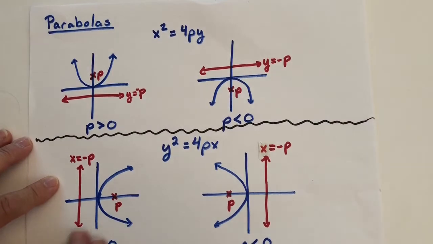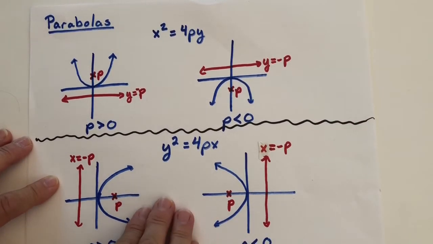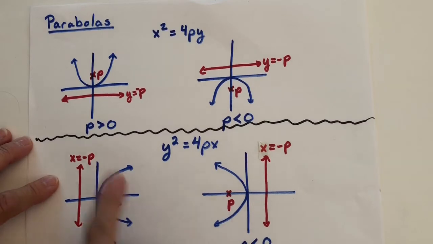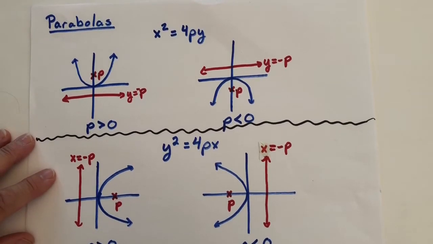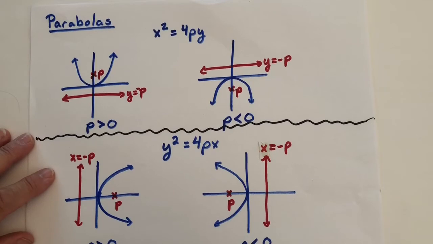Down here we have what the equation looks like if the parabola opens right or left. If p is positive, it opens to the right, and if p is negative, it opens to the left. Notice that in each case I have the vertex of the parabola at the origin. We'll do some examples in a few minutes where we shift the parabola off the origin, and we'll see what happens.